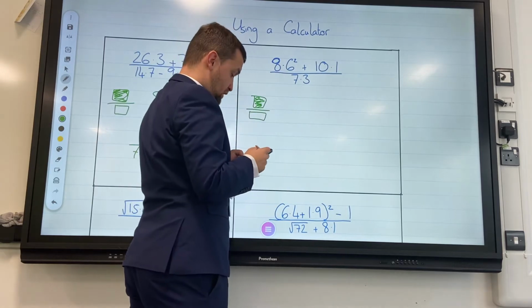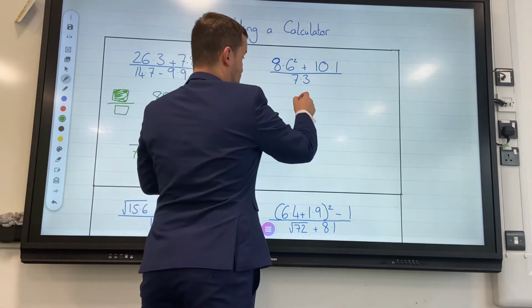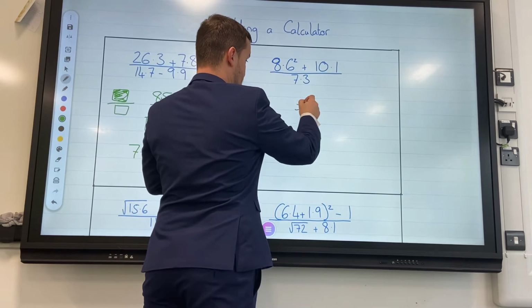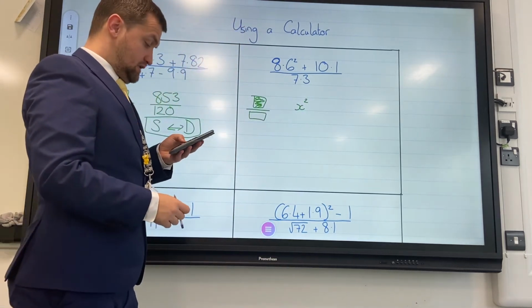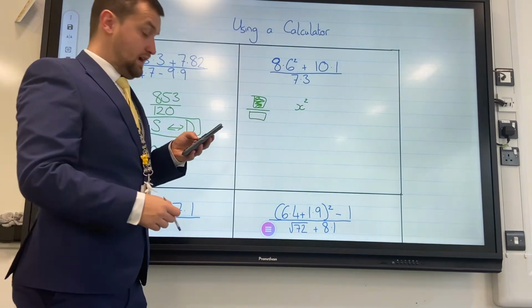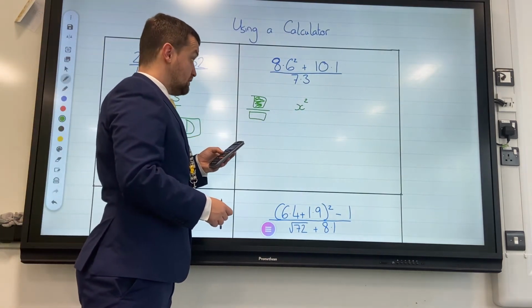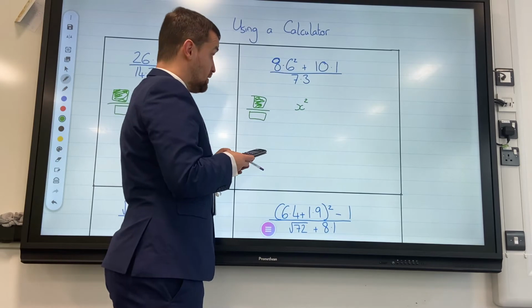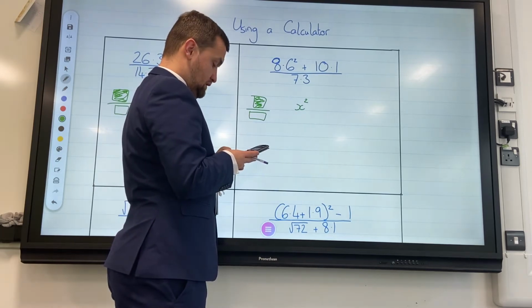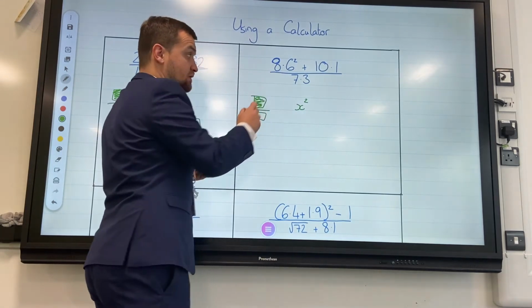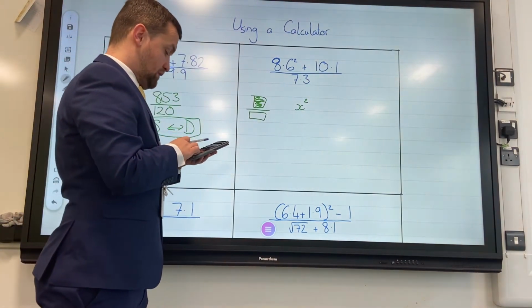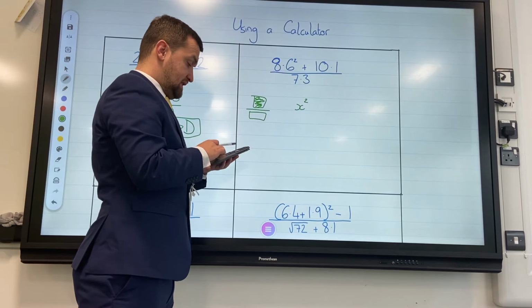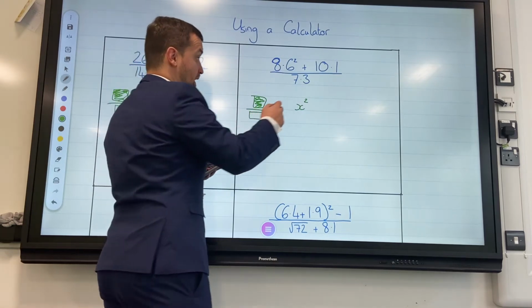Now, after 8.6, there's a square. Okay, so you look on your calculator for a button that looks like that. It should say x squared, okay? It's just under the down arrow, okay? So press that, 8.6, you'll get a little squared, plus 10.1. How do we get to the bottom of the fraction now? We press the down arrow and we type in 7.3. And you press equals.